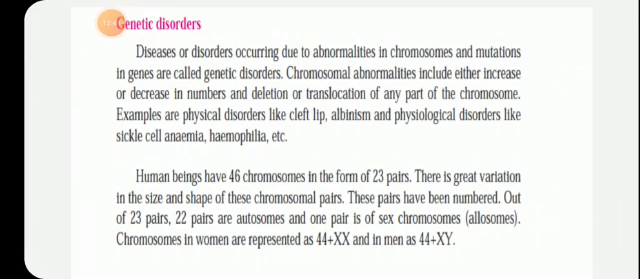Okay. Children, keep in mind human beings have 46 chromosomes, that is in the form of 23 pairs. Okay children, so we will study in detail in the next period.